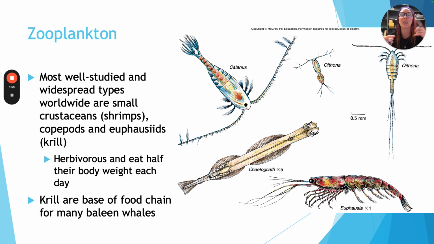Baleen whales are our friends like the humpback, the gray whale, and the blue whale. We'll talk further about this later, but they're basically the ones that filter feed. Think about the movie Finding Nemo, right?